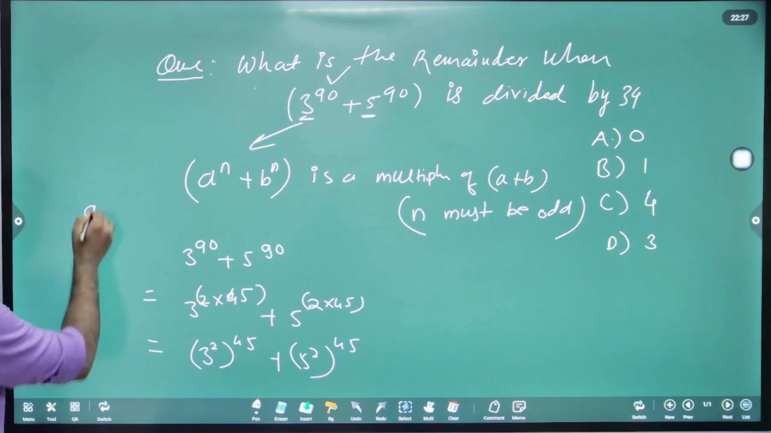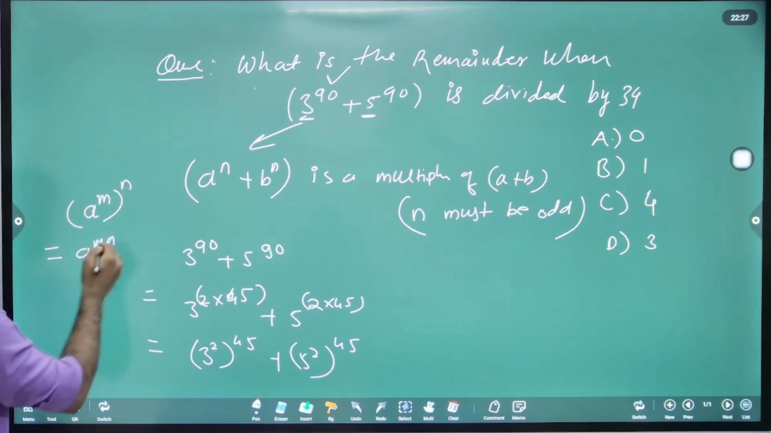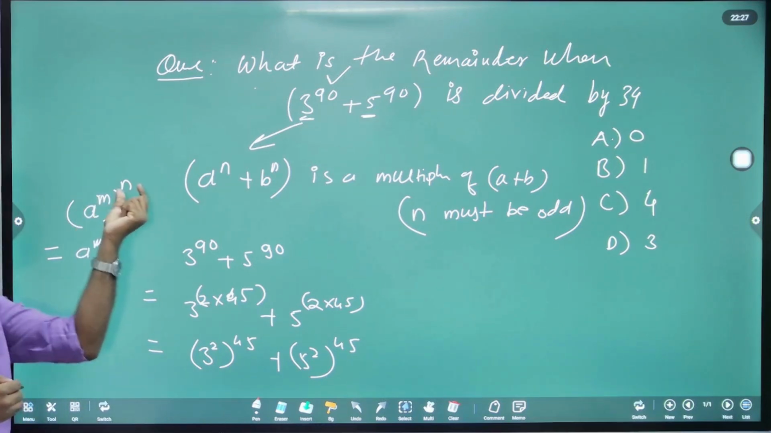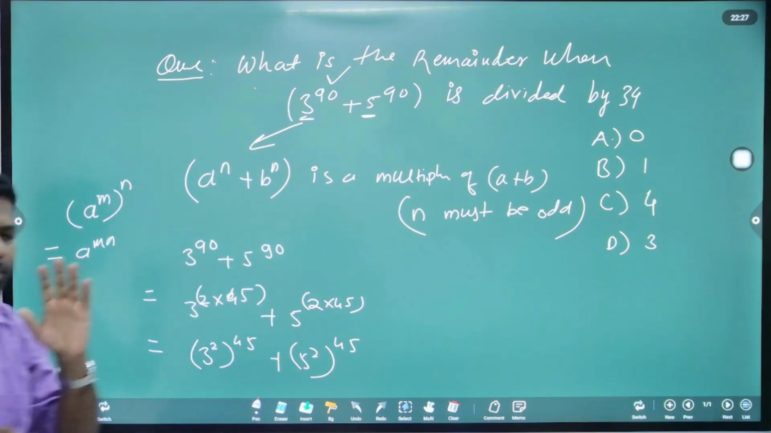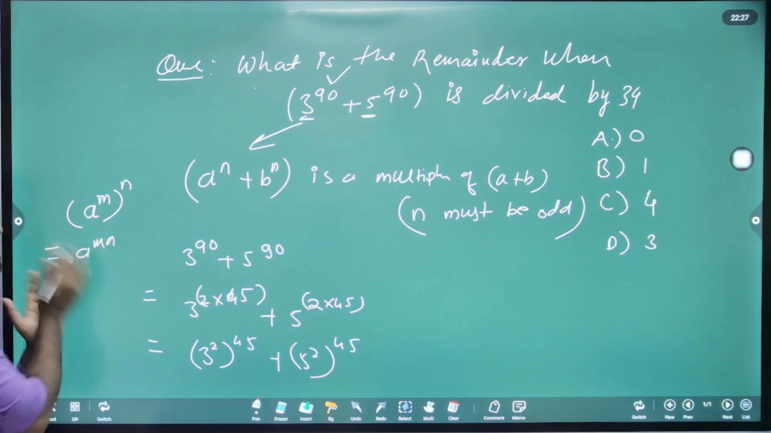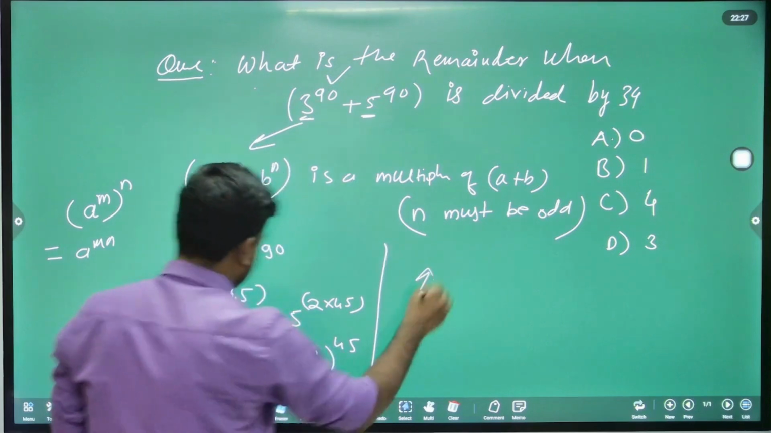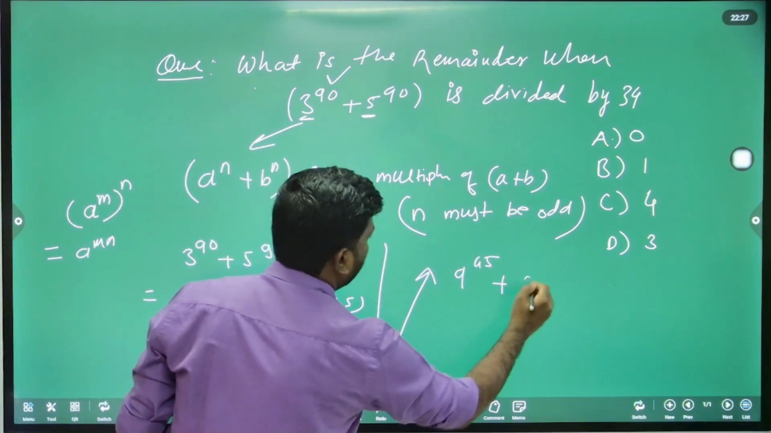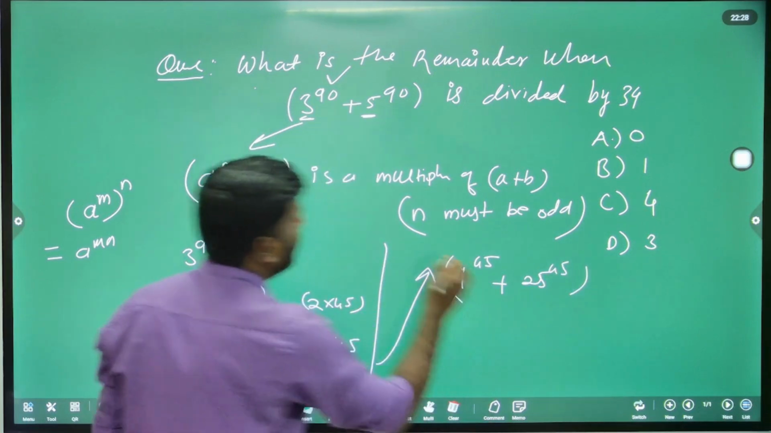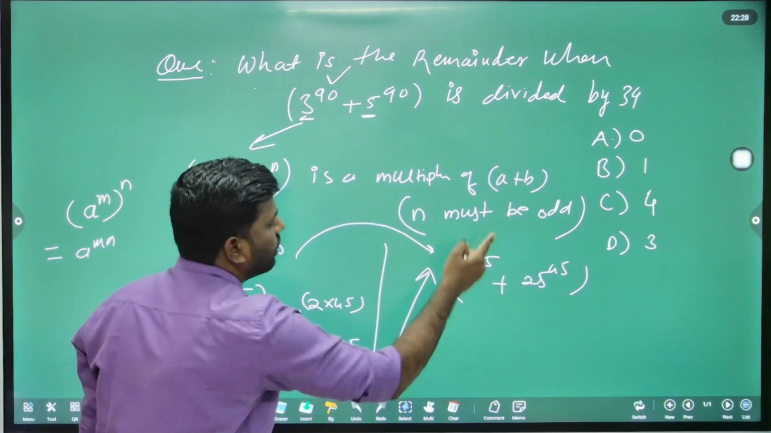Why? Because we have the property (a power m) to the power n is equal to a power mn. This simply goes in the product form of the indices. This is the basic rule that is given in the chapter of algebra, or number system, where you will find the basic rules on surds and indices. This is very important to understand these kinds of questions. Further, I can change this as 9 power 45 plus 25 power 45.